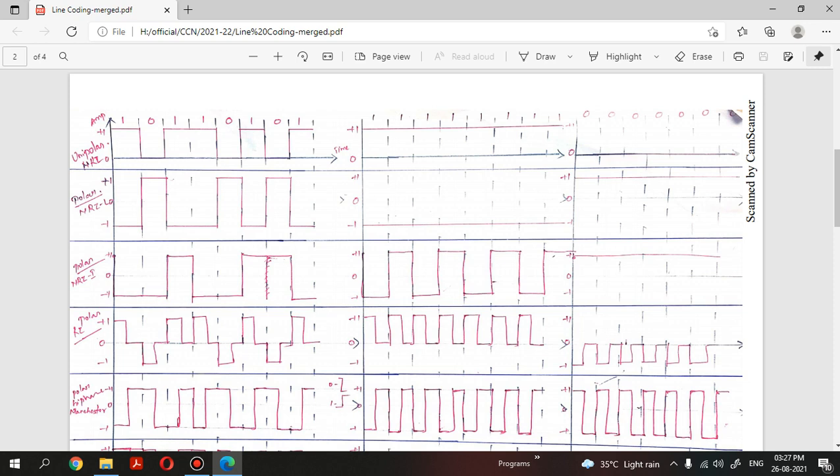If you maintain a consistent voltage for a longer period of time, there will be a drift. In baseline wandering, the average power of the received signal is calculated, and based on that we predict the values received. While calculating the average power, if we get a consistent high voltage for a longer period of time, that causes a baseline drift in the average power, which leads to misinterpretation of data. So this is why baseline wandering occurs, right?